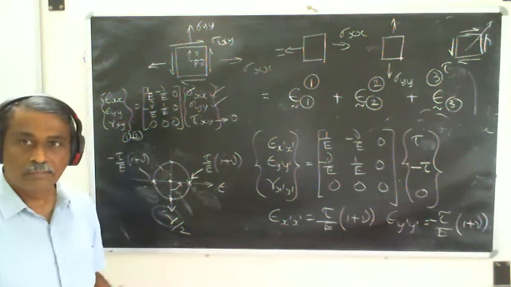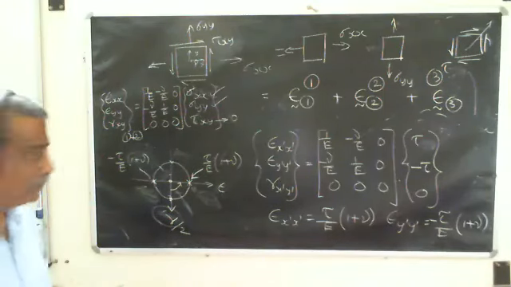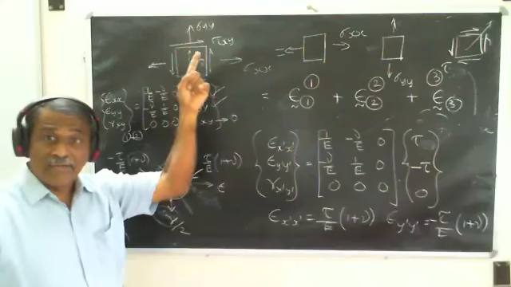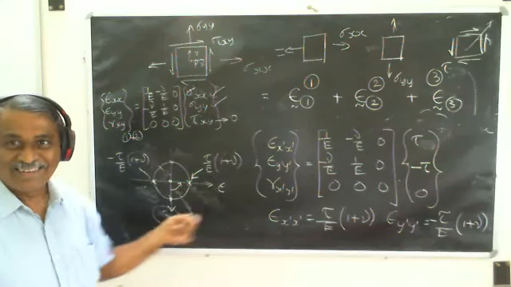All right. Now tell me, I have it as 45 degrees. I want it in 0 degrees. So what should I do here?